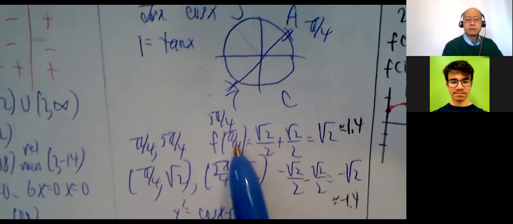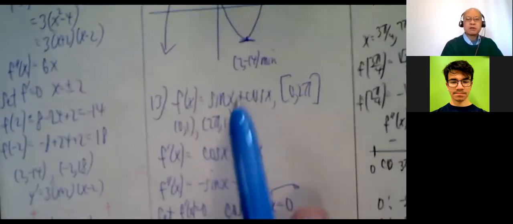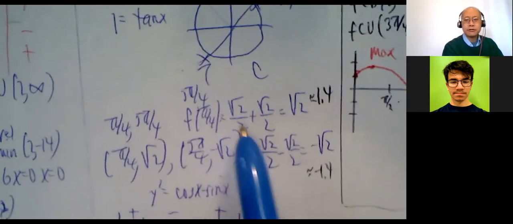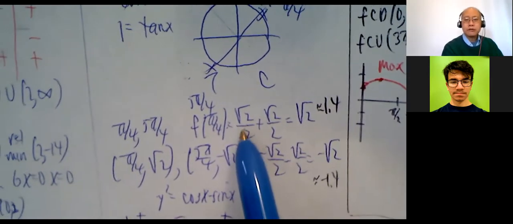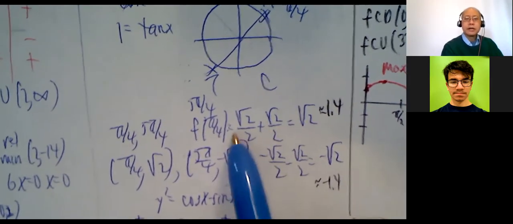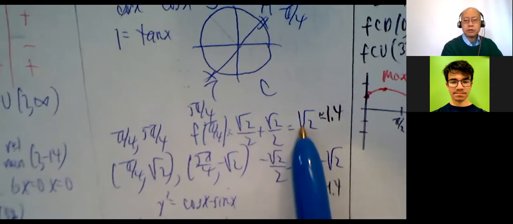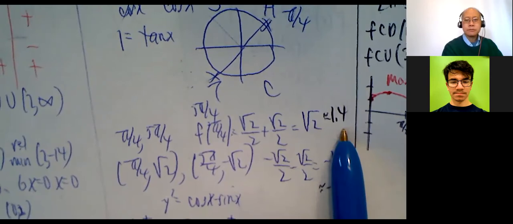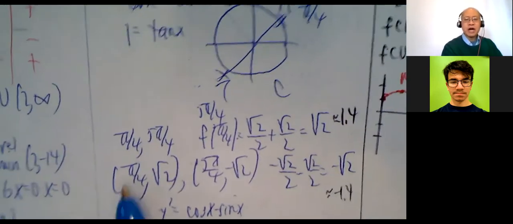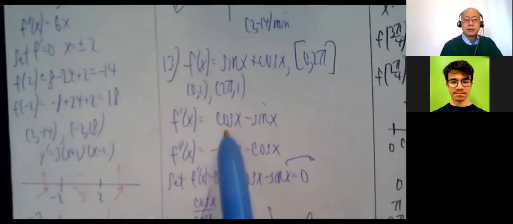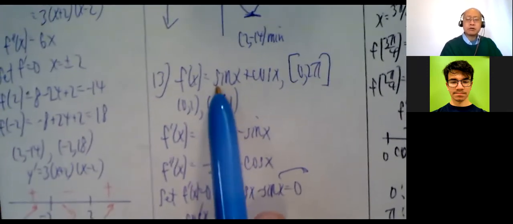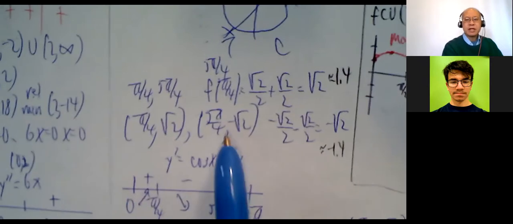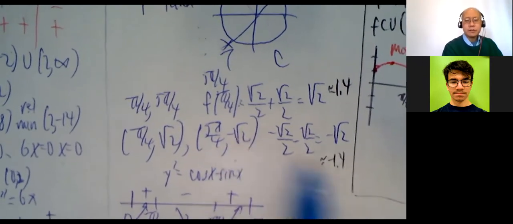Okay, I need the function values. So plug in pi over 4. Sine of pi over 4 is radical 2 over 2. Cosine of pi over 4 is also radical 2 over 2. So radical 2 over 2 plus radical 2 over 2 is 2 radical 2 over 2, or radical 2. It's about 1.4. And if you plug in 5 pi over 4, that's negative radical 2 over 2, and that's also negative radical 2 over 2. So it's the same computation except negative: negative 1.4.